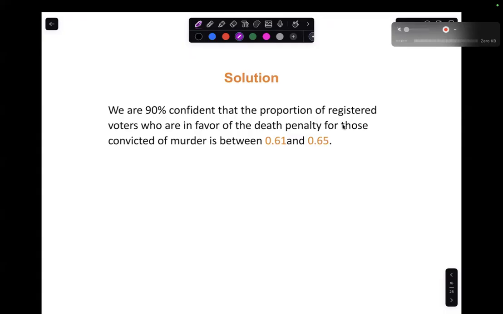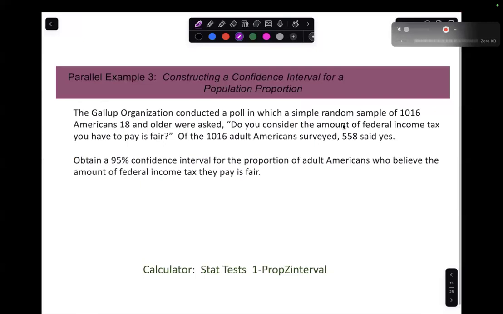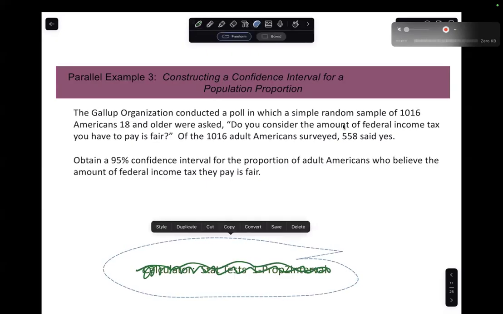All right, we're going to do another one. And I'm going to give you the calculator function. We're going to do this by hand and then I'll give it to you. You can look at it.